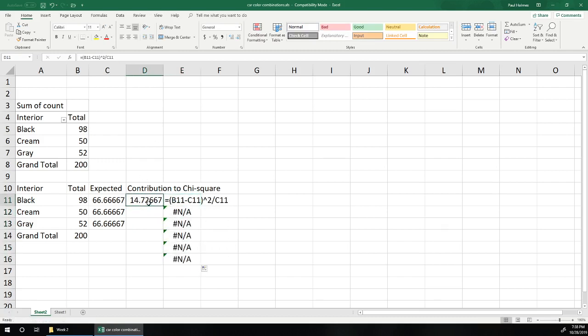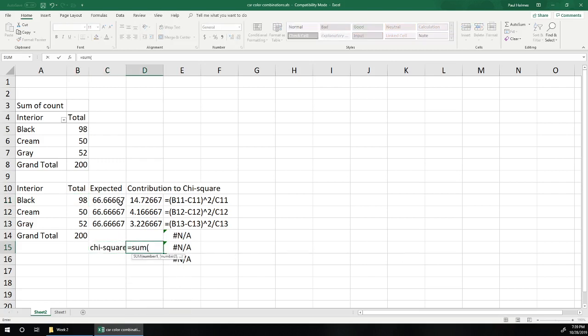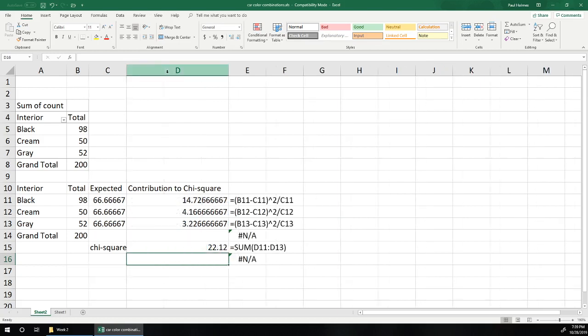So now we're going to do the same contribution to chi-squared for the next two here. Naturally, we've got smaller numbers here because the number of cream cars, 50, is closer to expected, 67, than the number of black cars, 98, was closer to expected, 67 again. Okay, for our chi-square value, we simply take the sum of these contributions to chi-squares, these guys, and we've got 22.2 as our chi-squared test statistic.